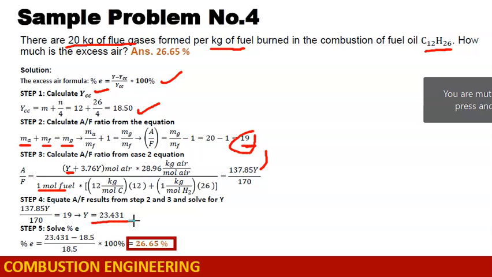And finally, since we already have y and ycc, we just substitute into our equation for excess air. So our excess air is 26.65%.